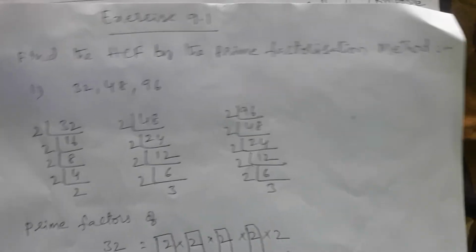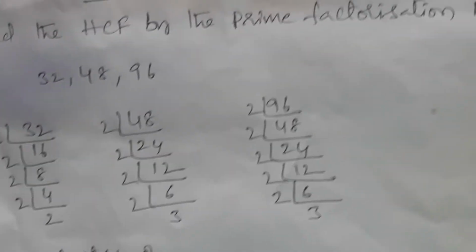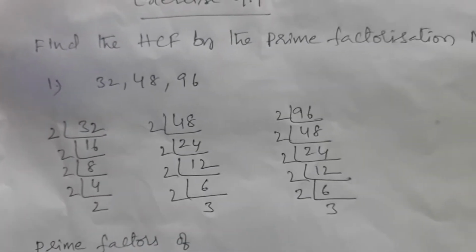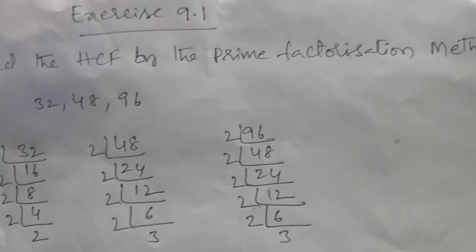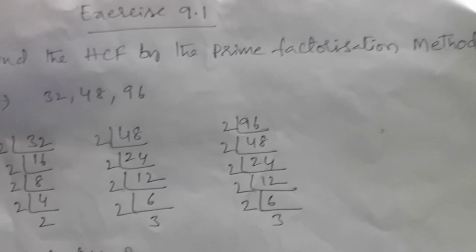Now, there are different methods to find HCF. I am going to explain. The first method is the prime factors method, the prime factorization method. This method I am going to explain today. See, write prime factors for given numbers. Find the HCF of 32, 48, 96 by using prime factors. This method is called the prime factorization method.